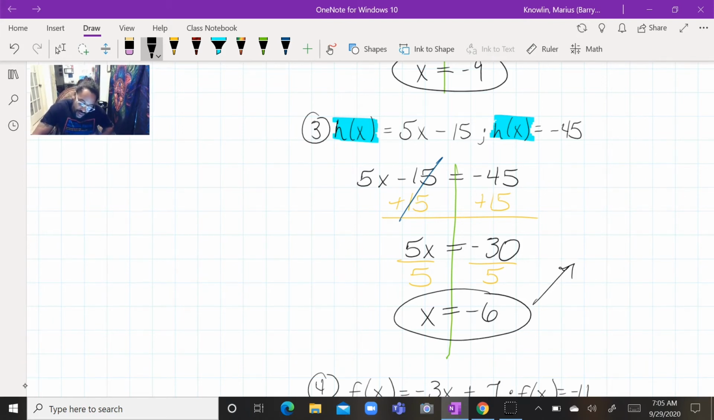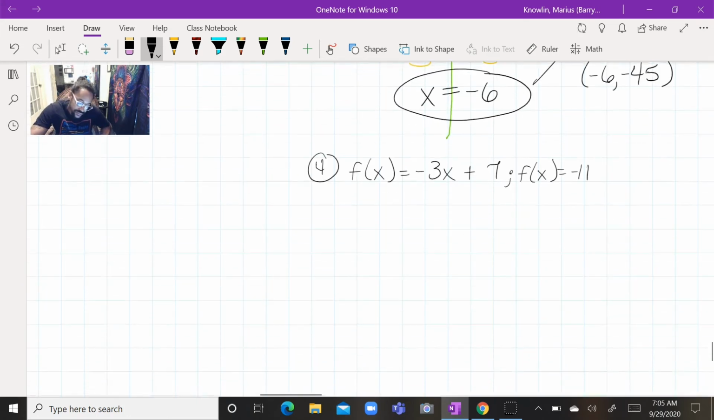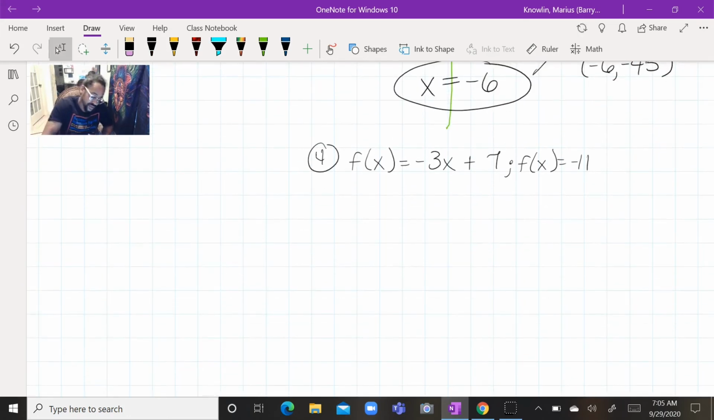And if we want to write our answer, we could say h of negative 6 equals negative 45. Or we could say when x is negative 6, y is negative 45. Alright? And let's take a look at this last one here, number 4. Number 4 wants us to set negative 3x plus 7 equal to negative 11. So let's go ahead and do that and solve for x. Negative 3x plus 7 equals negative 11.